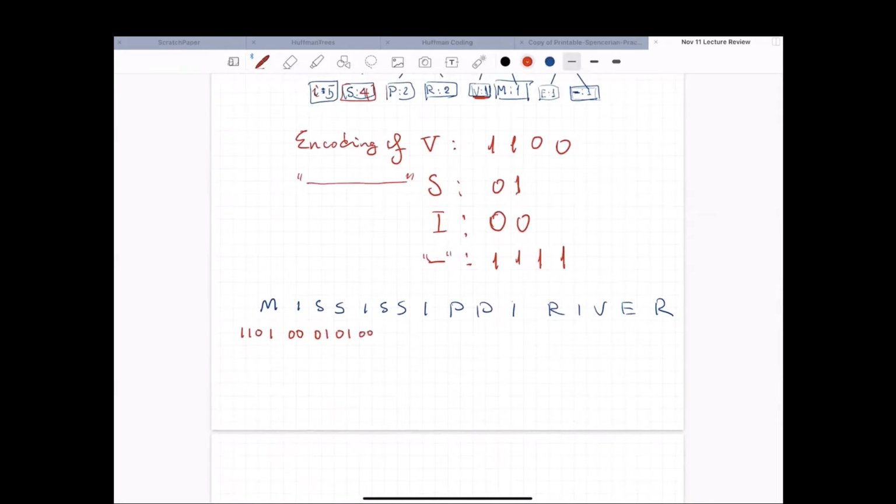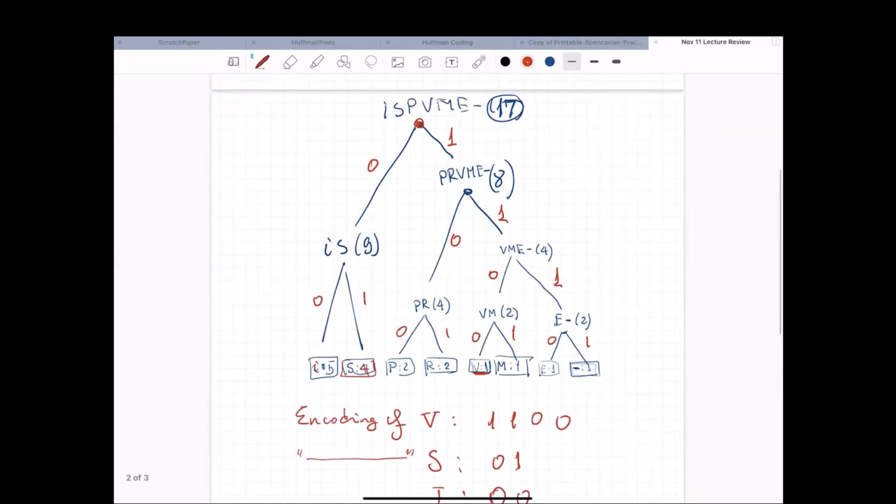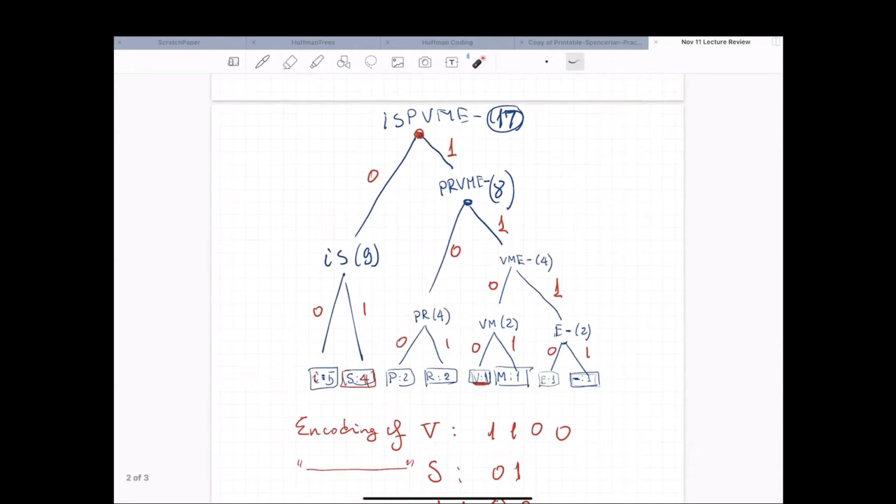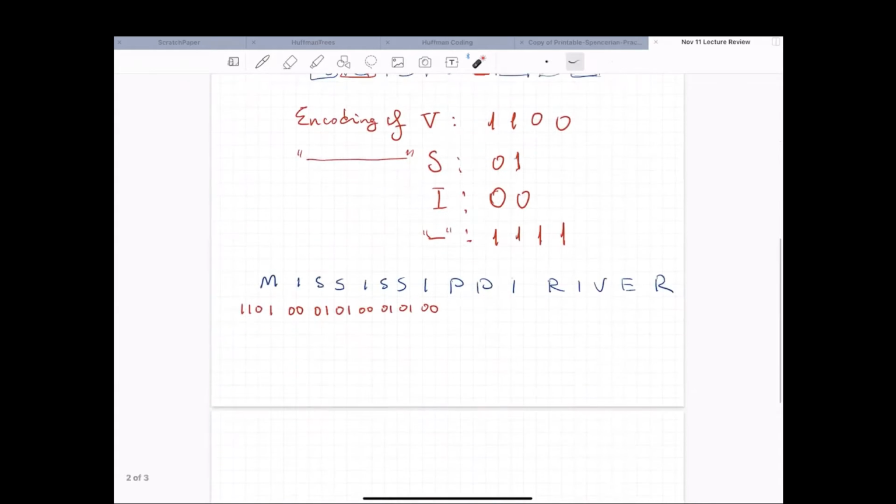0, 0, 0, 1, 0, 1, 0, 0. What is the encoding of P? P occurs twice. What's its representation? 1, 0, 0. You write this down as 1, 0, 0, 0, 0. Space is 1, 1, 1, 1. That's the space. What's the representation of R?